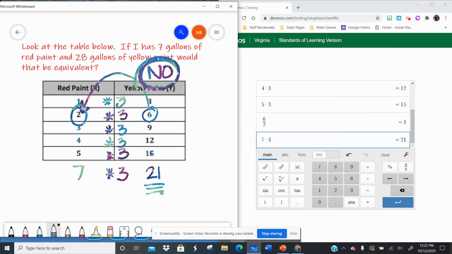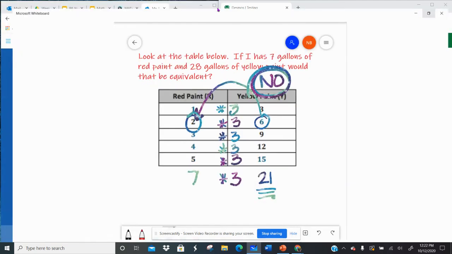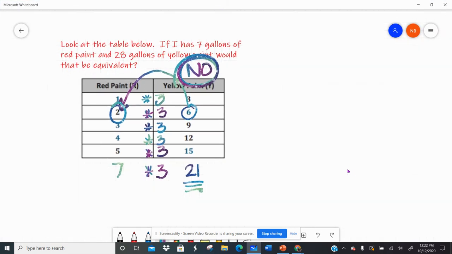So you can use your knowledge of ratio tables and finding the rule to help you answer challenging questions.